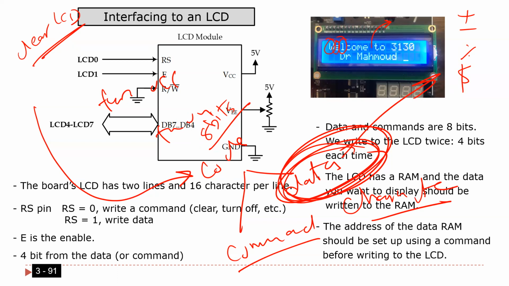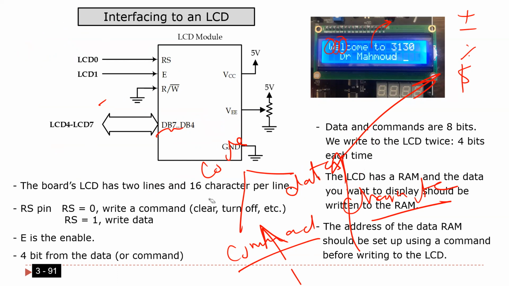So the question is, because there may be overlap between data and command, how can the LCD know if you are sending a command or you are sending data? You understand what I'm saying? That means the same 8 bits can be an ASCII for a letter and also it can be a command. How can the LCD know if what you are sending is a command or data? Very simple. That is why they made this pin here: RS. So RS is just one pin.